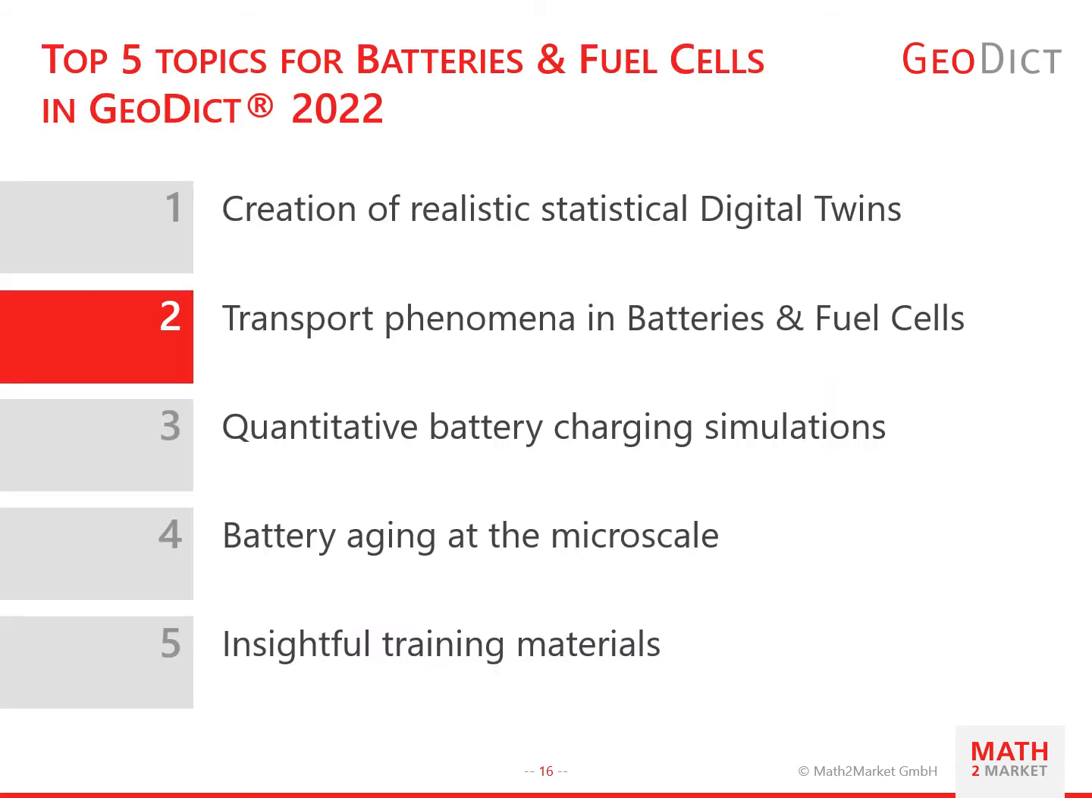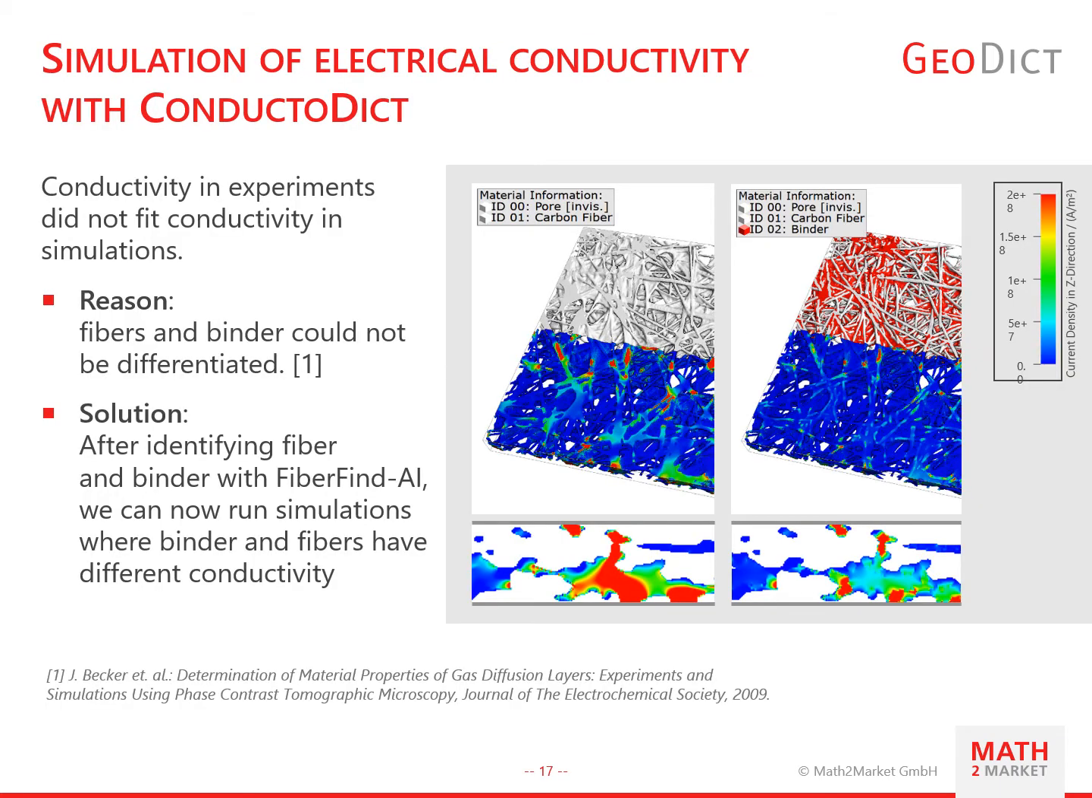Here, let us now focus on the transport phenomena which exist in batteries and fuel cells. What you can see here is a nice example for the importance of the identification of binder in a fibrous material like a GDL, for example. What was done? Well, we ran a simulation of the electrical conductivity on a GDL, and it turned out that the resulting effective conductivity did not fit to the experiments.